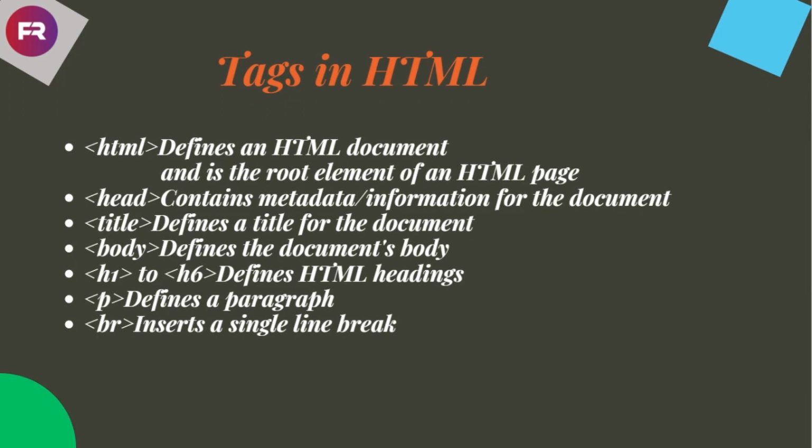Some of the tags in HTML are: the HTML tag defines an HTML document and is the root element of the HTML page. Head tag, it contains the meta information about the HTML page. Title tag specifies a title for the HTML page, which is shown on the browser's title bar or in the page tab. Body tag defines the document's body and is a container for all the visible contents such as headings, paragraphs, images, hyperlinks, tables, lists, etc. The entire visible content on a web page is written inside the body tag.